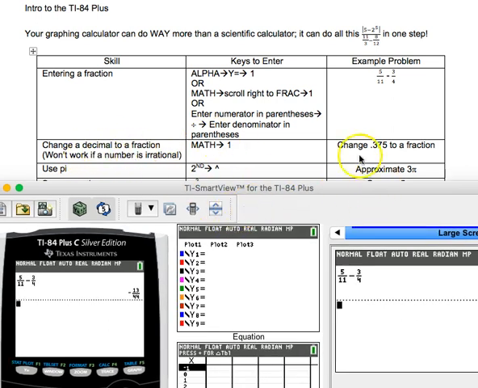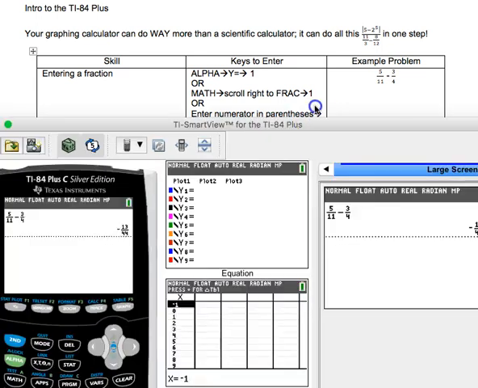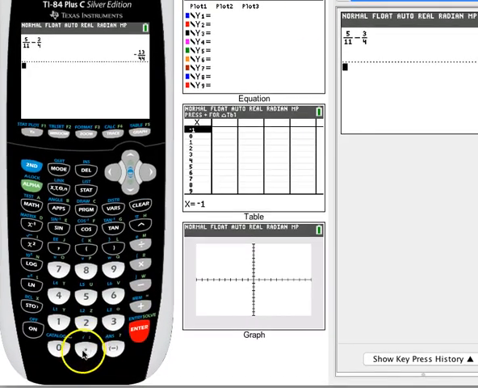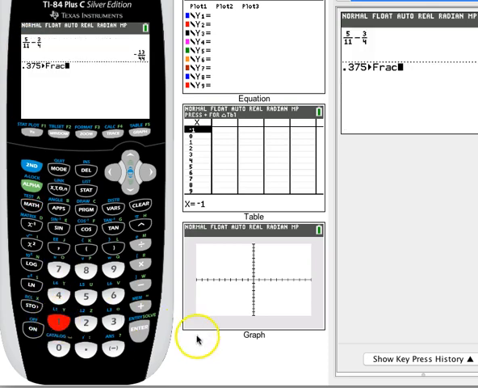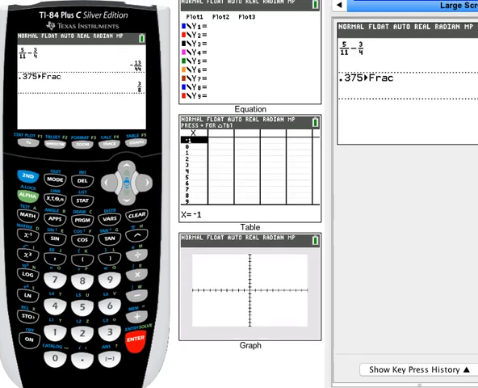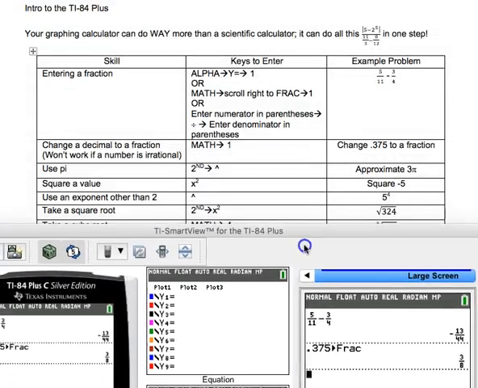Next thing, change a decimal to a fraction. This one's pretty easy. We're going to change 0.375 to a fraction. So we do 0.375, whatever we're trying to change. Then I do math, choice 1, and press enter. And then it does 3/8. So 3/8 is what you would write for that second example.